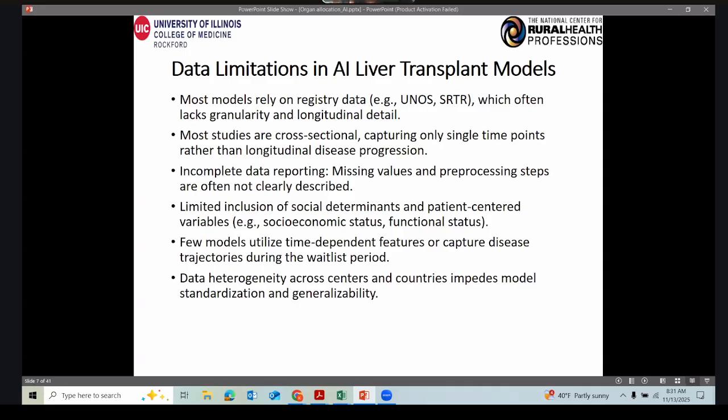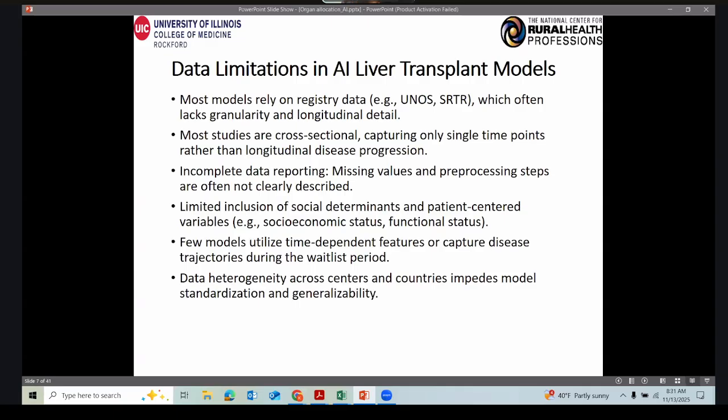Many studies also use cross-sectional data, meaning that they take a single snapshot of the patient's data at one time point instead of tracking disease progression. But liver disease is a dynamic process. It evolves day by day with lab values and symptoms changing rapidly. If the model does not include the time component, it misses critical insights about when a patient is at the most risk.